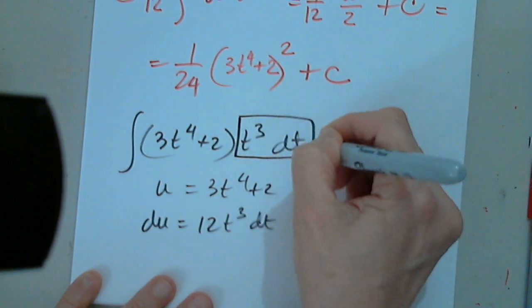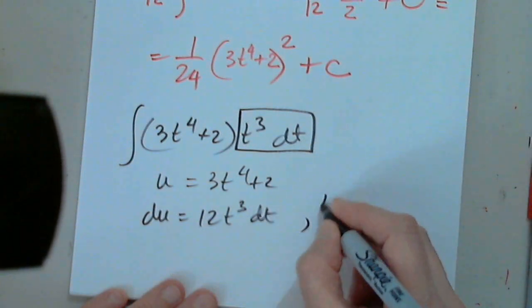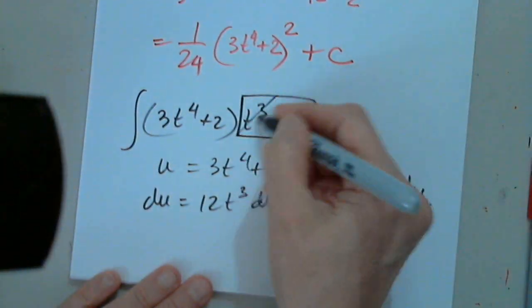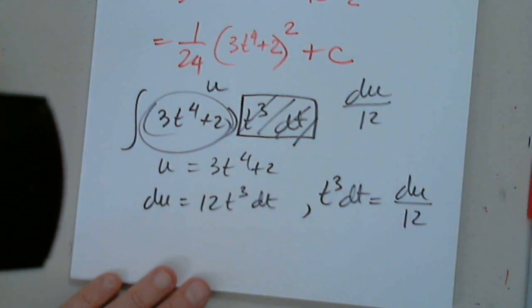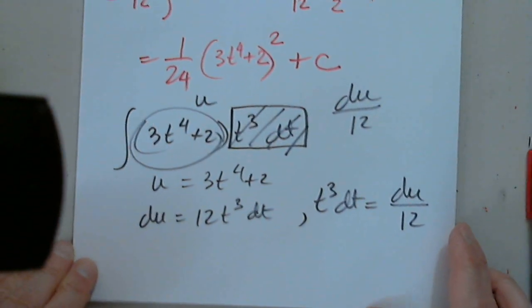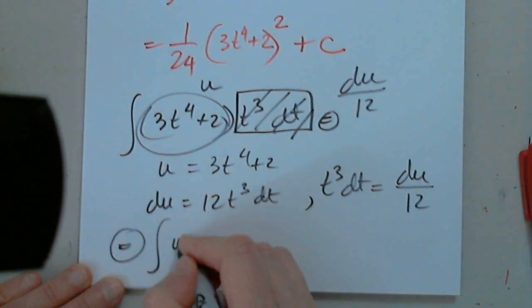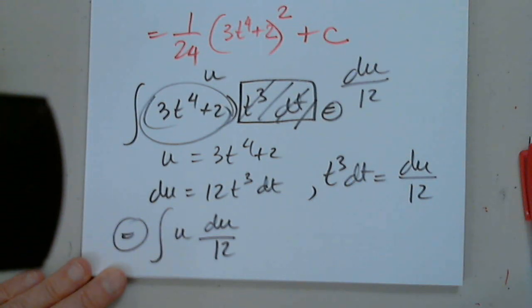This piece has to be solved from here. So I have to divide both sides by 12. So t to the 3rd dt is du over 12. So this has to be replaced by du over 12, and this has to be replaced by u. That's where the 12 is coming from. So then from here, I have the integral of u du over 12. Do you see it now?